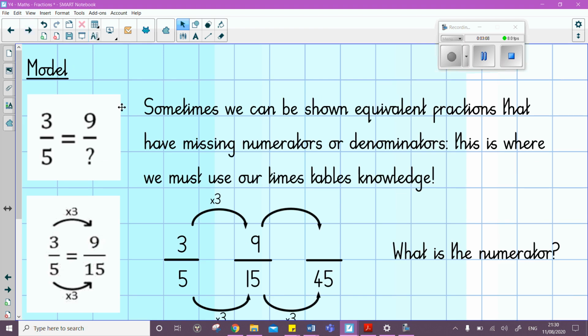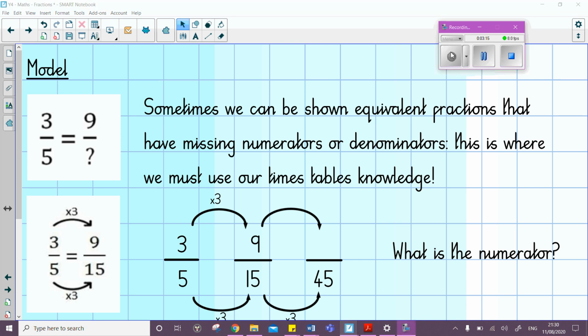Now, sometimes we don't have diagrams to help us find our equivalent fractions. We might be shown fractions, equivalent fractions, that have missing numerators or denominators, and this is where we must know and use our times tables knowledge to help us. So here's my example. 3/5 is equal to, or is equivalent to, or is the same as 9 over something. We don't know the denominator, okay? But this is where I've got to use my times tables knowledge.